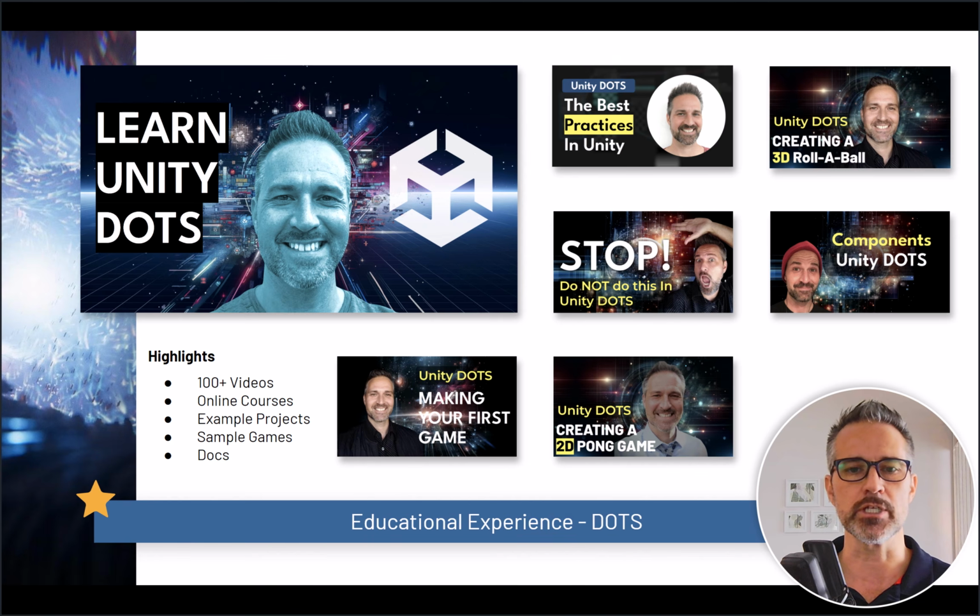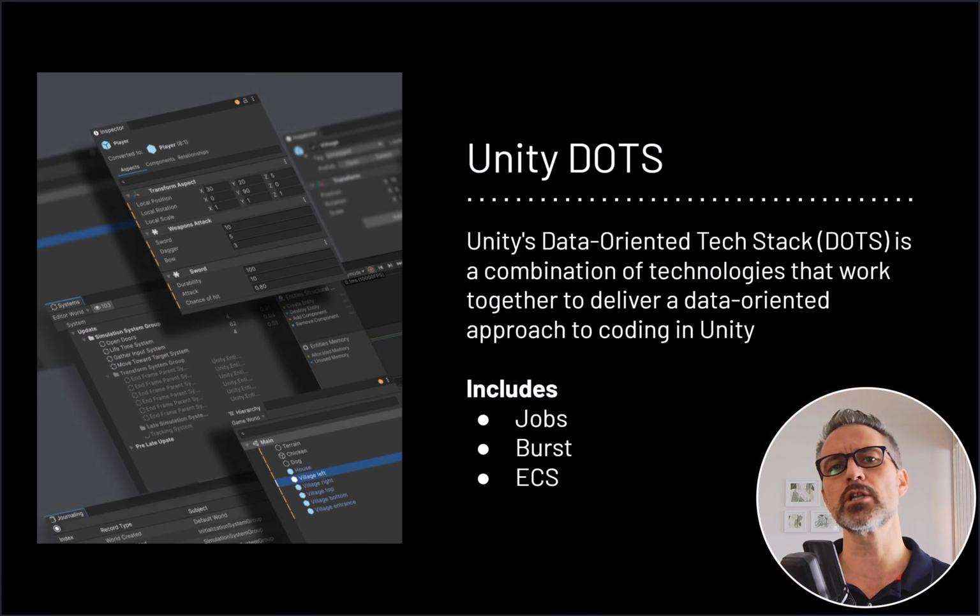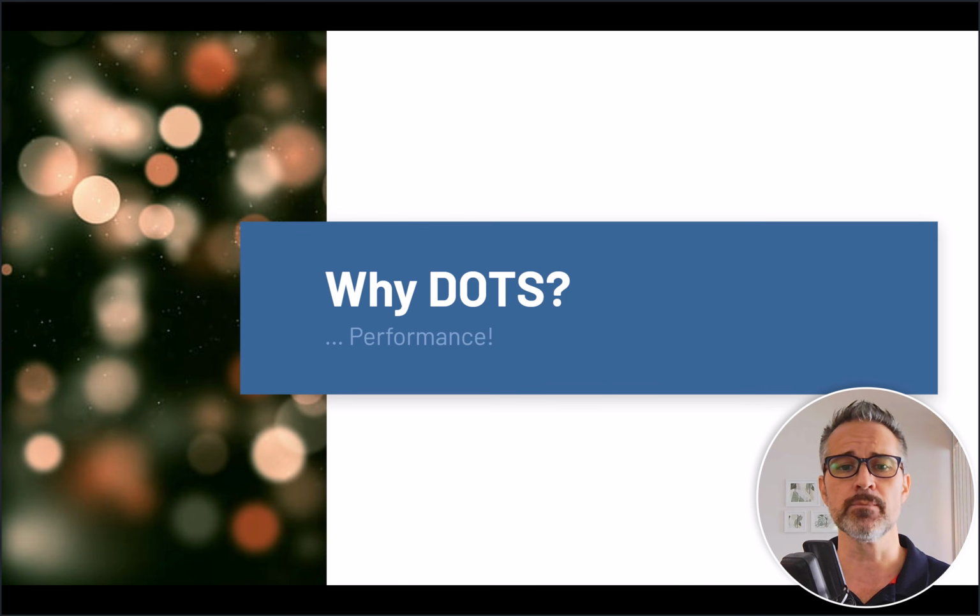So a quick overview about DOTS. If you do want to learn more, check out the link above and also in the bio below for a video that covers more of the basics. But Unity DOTS is the data-oriented technology stack. It's a combination of three key technologies: Unity Jobs, Unity Burst, and Unity ECS. So if you want to see more about the basics of that, check out the links, and we'll move forward here and talk about why we want to use DOTS.